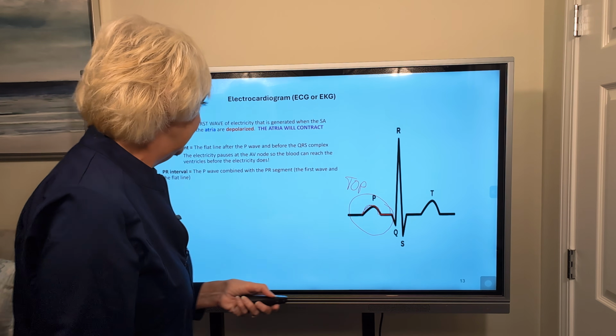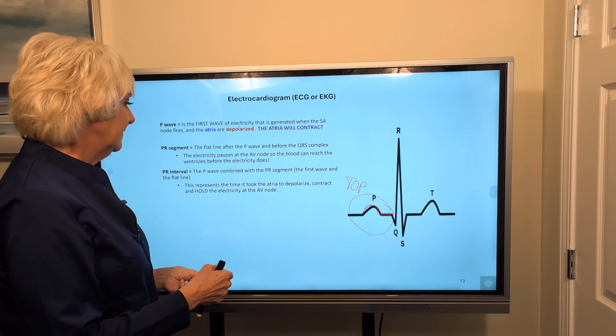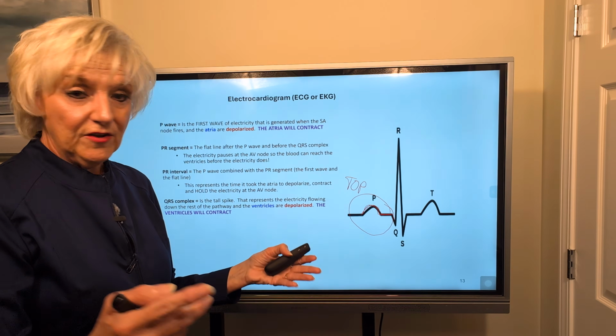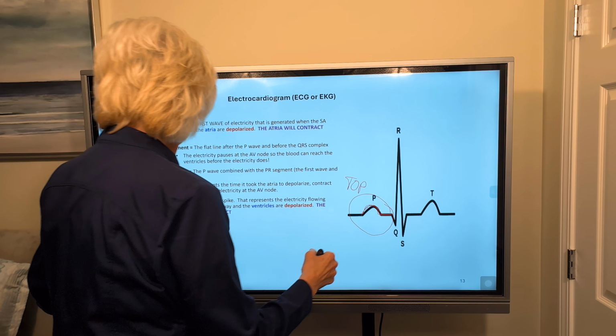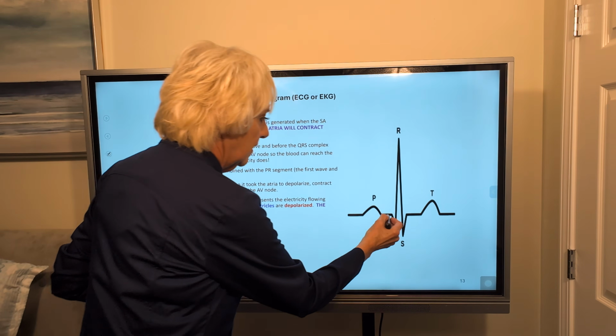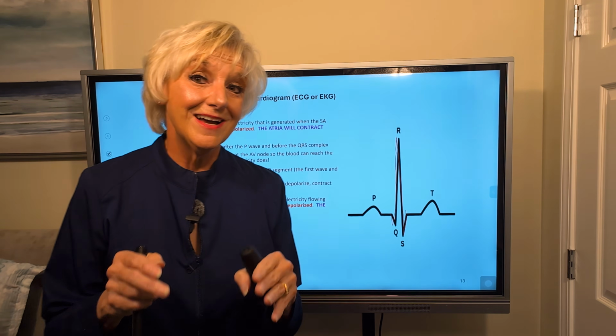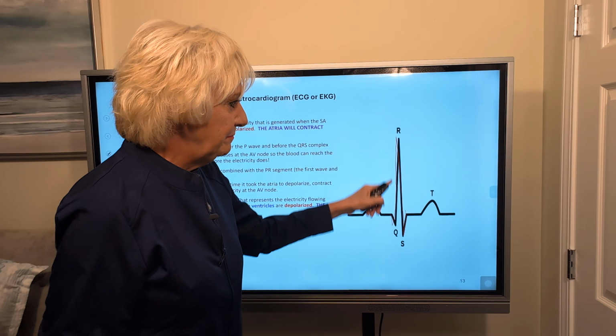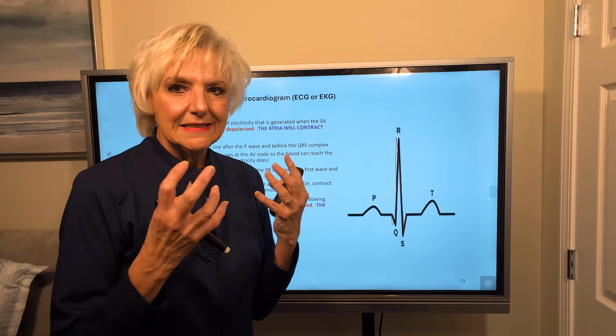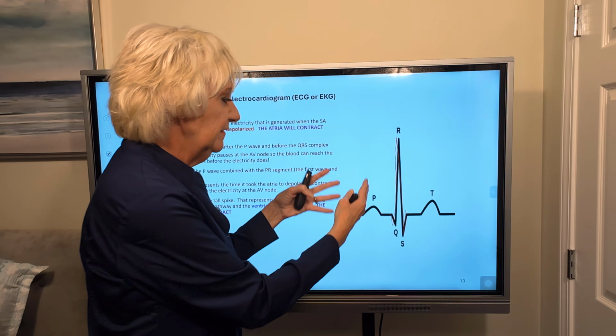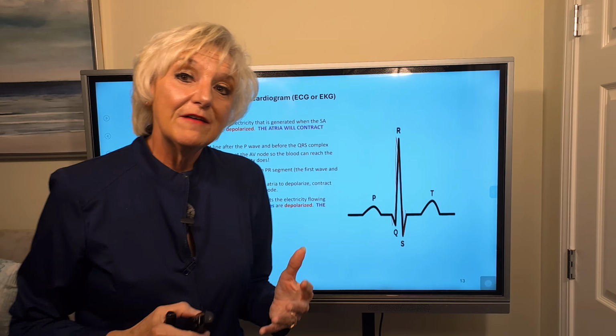Now what you have next is this tall spiky thing called the QRS right here. And that looks like an upside down V, and V for ventricles. That is a big electrical amplitude of electricity going down to my ventricles, the bottom part of my heart. And then they will be depolarized and they will push.